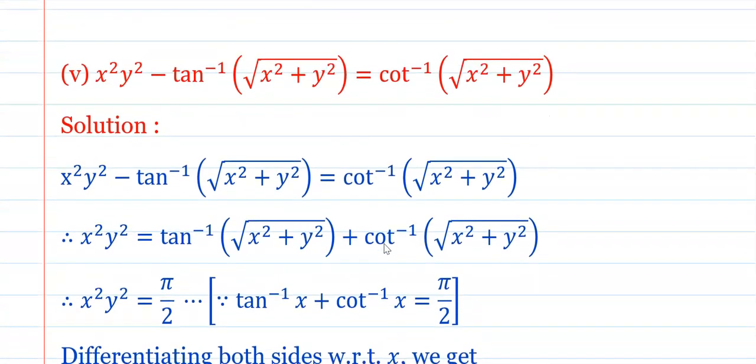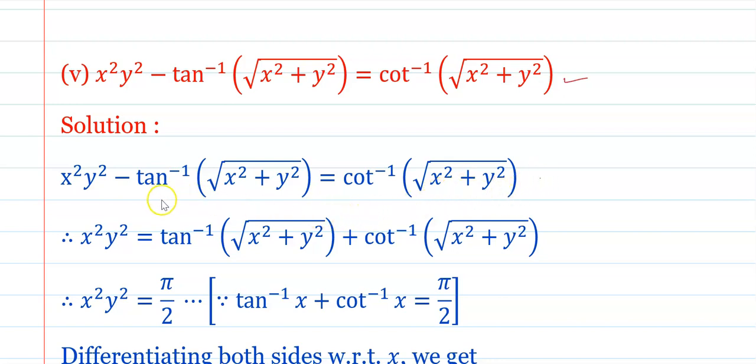Now the next, x square into y square minus tan inverse of root of x square plus y square is equals to cot inverse of root of x square plus y square. Now again, this is the implicit type function. x square into y square minus tan inverse of root of x square plus y square is equals to cot inverse of root of x square plus y square.